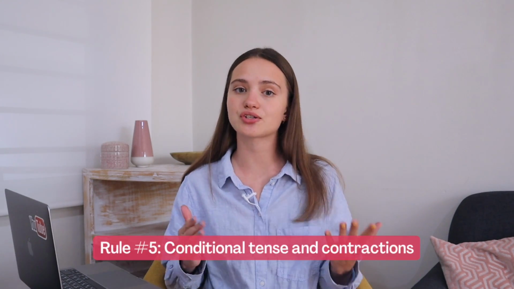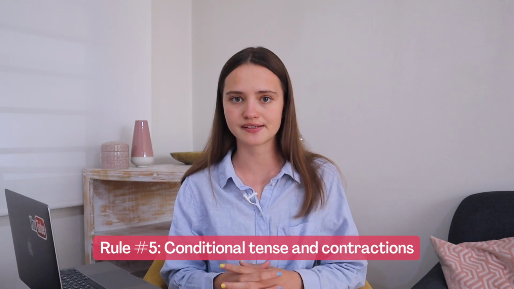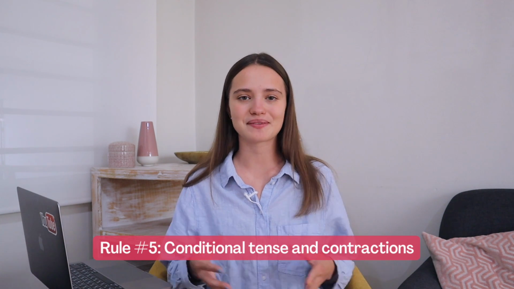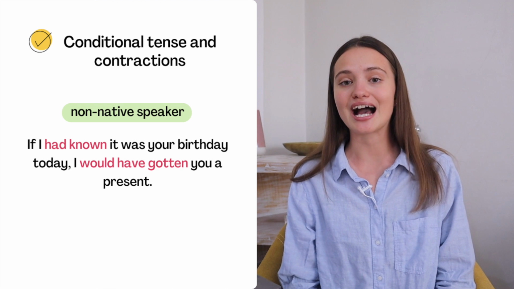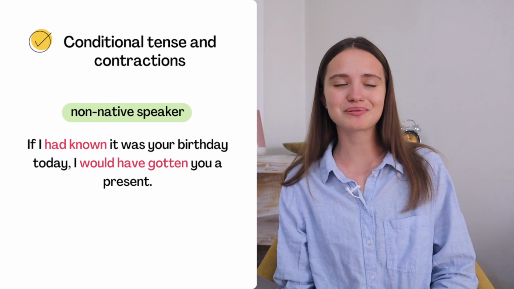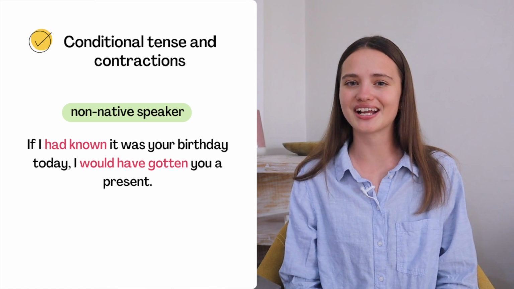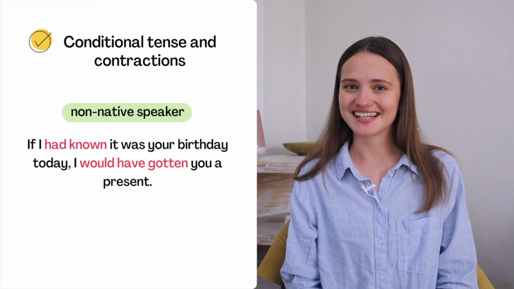Now let's move on to contractions in English, and especially those we use in conditional tense. The conditional tense is something like this. If I had known it was your birthday today, I would have gotten you a present. Saying each word separately obviously sounds very unnatural, and native speakers would probably never say it like this.